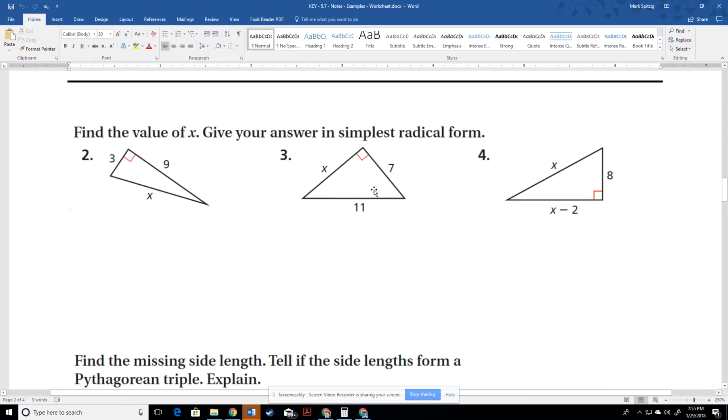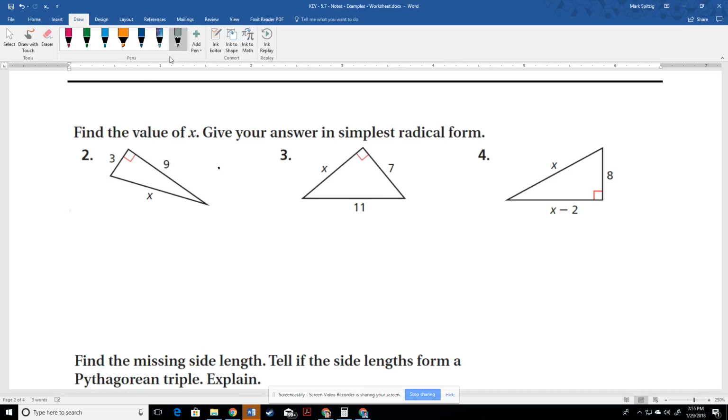All right, so here we go for 5.7. Hopefully this pen's working. It wasn't earlier, but it appears so.